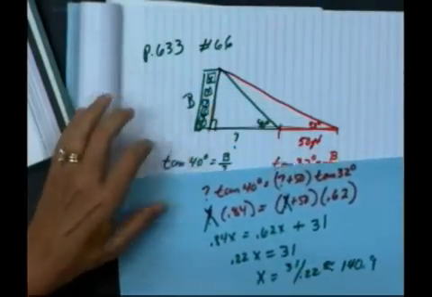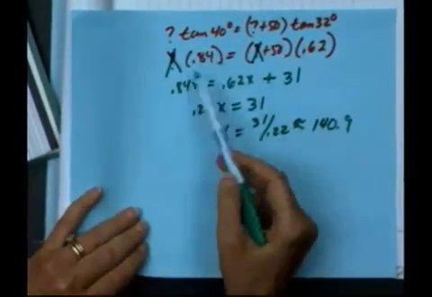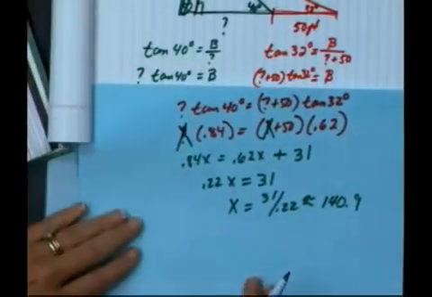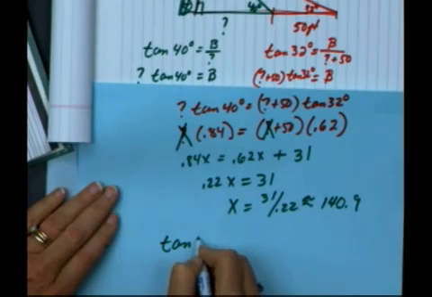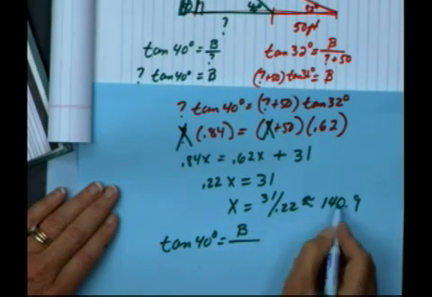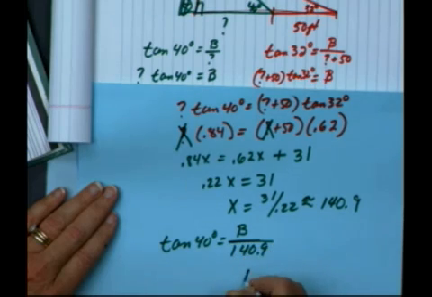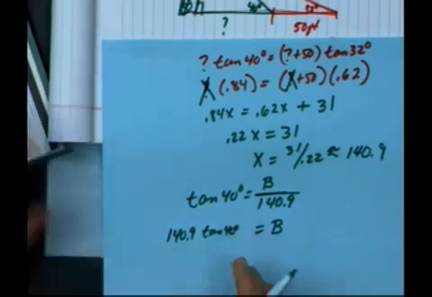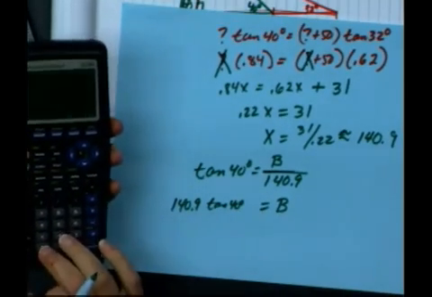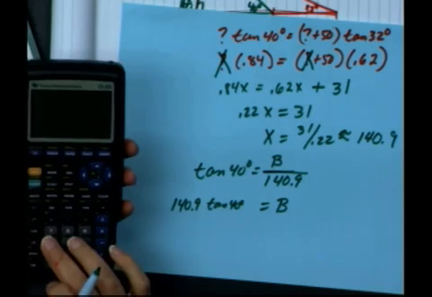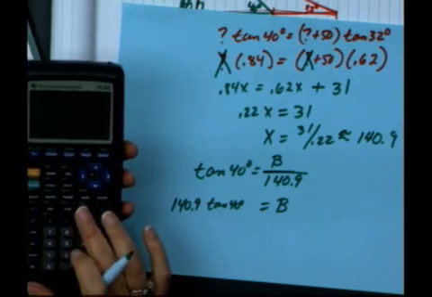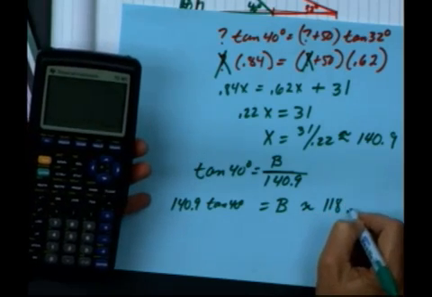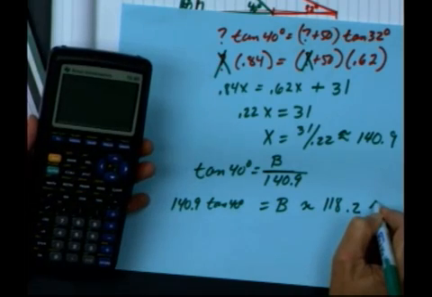I haven't answered the question yet, though. The question is, how high is the building? But let me make sure we're okay with the X. Everybody good with me this far? So now to find the height of the building, it really doesn't matter which one I substitute in. I'll just go with the easy one. Tangent of 40 degrees equals the height of the building over my unknown, which is 140.9. So it'd be 140.9 times tangent 40 degrees, and the building is approximately 118.2. Is this in feet? Mm-hmm. Feet.